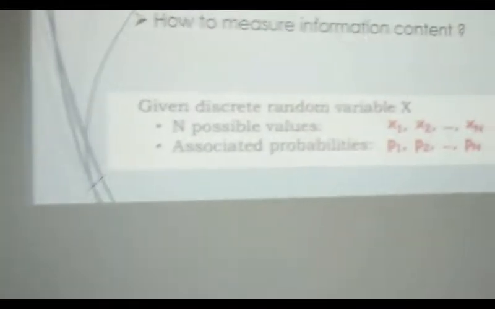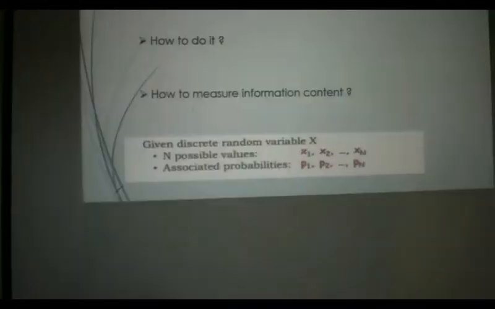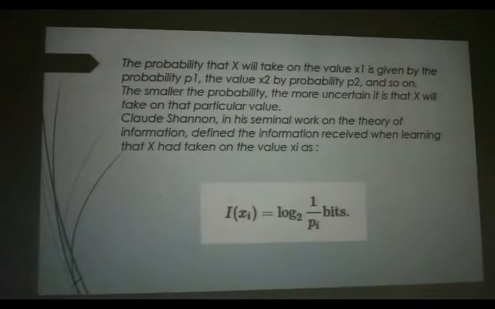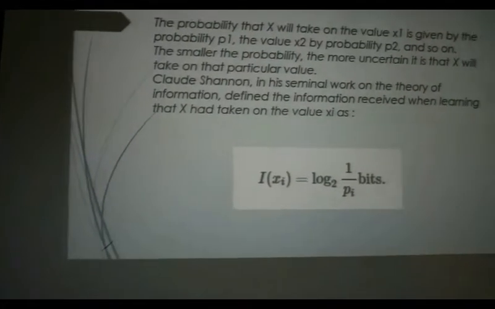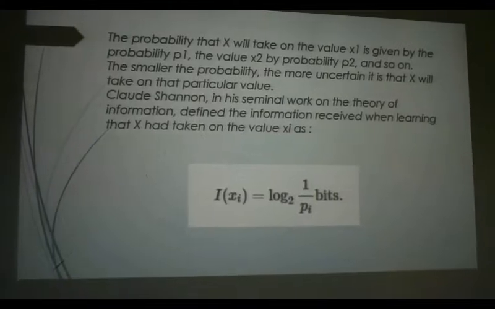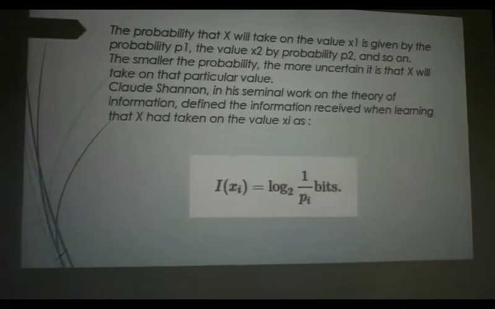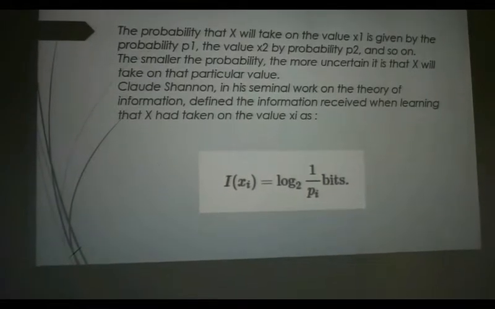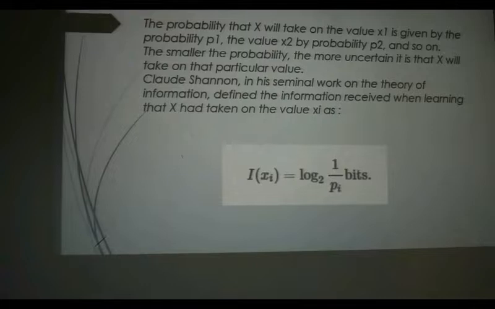Now we are given a discrete random variable x with possible values x1, x2, ..., xn and associated probabilities p1, p2, ..., pn. The probability that x will take on the value x1 is given by p1, the value x2 by probability p2, and so on. The smaller the probability, the more uncertain it is that x will take on that particular value.